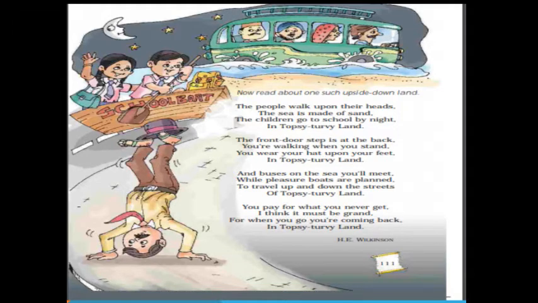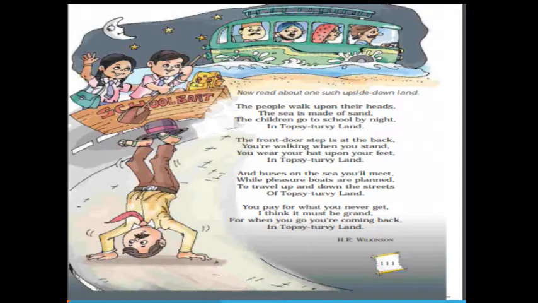Next stanza: And buses on the sea you will meet, while pleasure boats are planned to travel up and down the streets of Topsy Turvy Land. Now here again the poet is telling that you will find the buses traveling on water, not on the road, children. The boats are running on the land. It is all topsy-turvy. Further the poet says that you have to pay money for getting nothing in Topsy Turvy Land. And the funniest thing is that people in this land go when they actually come back. When they are coming, they will go. So in this way, Topsy Turvy Land has everything upside down.